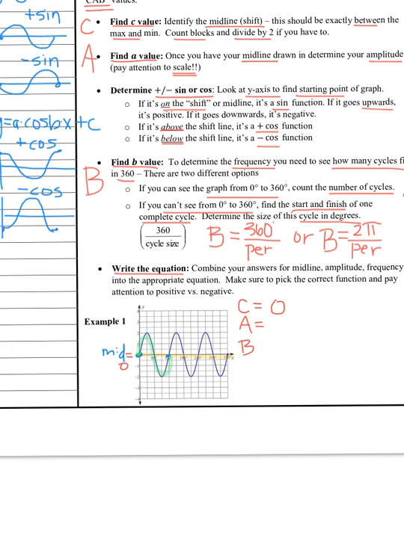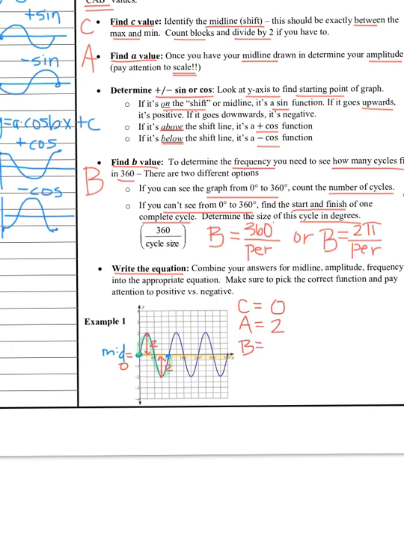Our amplitude is going to be our distance from the max or the min to the midline. So how far away are those? They are exactly 2. You can just count the blocks for this one. So the amplitude is 2.